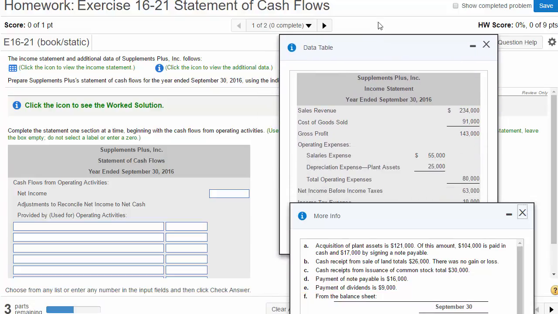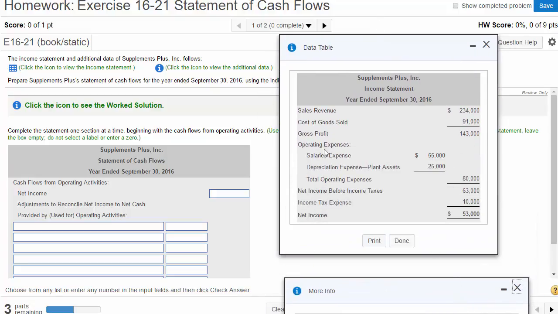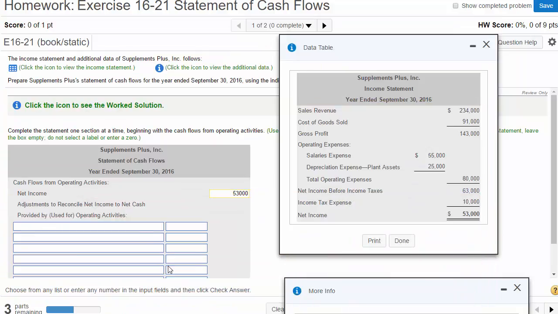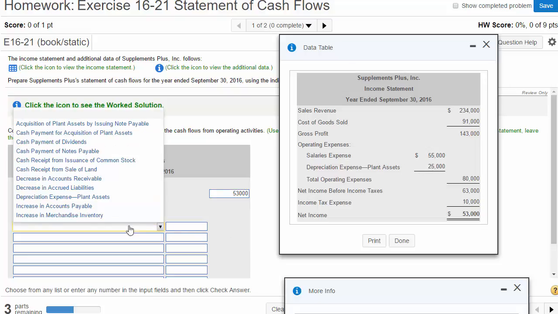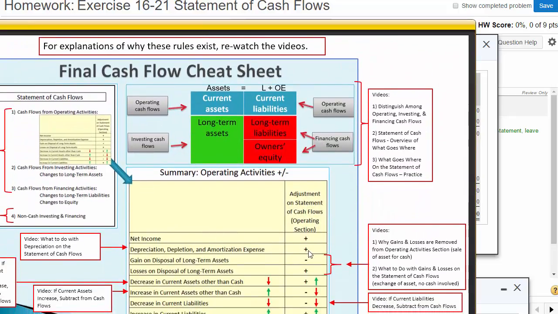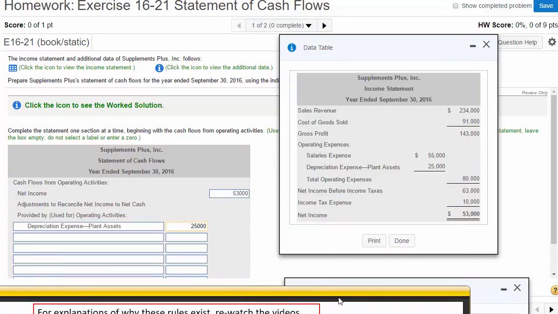That, of course, comes from the income statement. So our net income is positive $53,000. Okay, next, according to our cheat sheet, we do the depreciation. The order that they go in does not matter, but they need to all go in the proper section. And right now we're working on the operating section. So we need our depreciation expense of the plant assets, $25,000, and the rule is we add that. So we're going to keep it as a positive number.